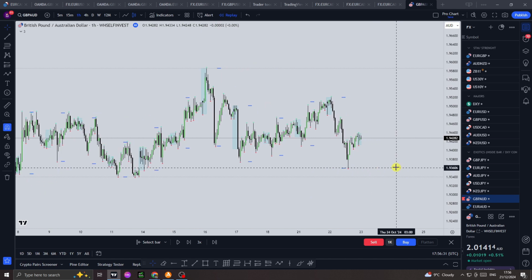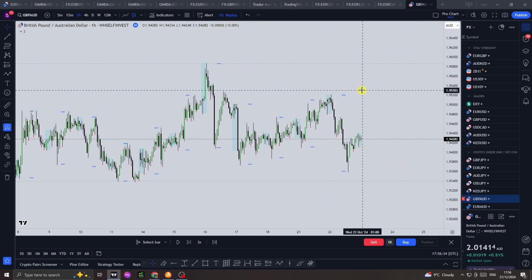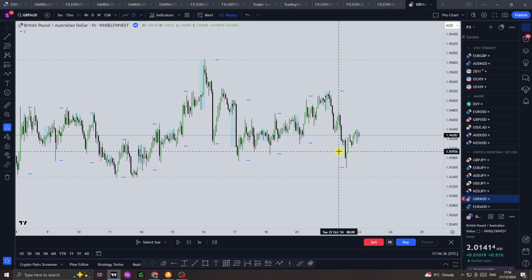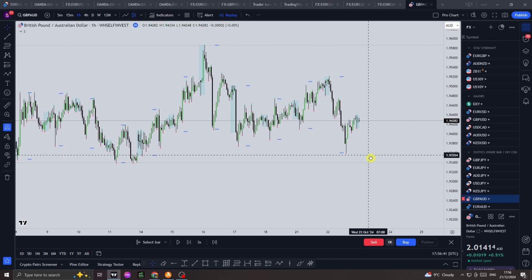Now this is a fractal pattern, so this can happen on all time frames, so just be aware of this pattern and be in line with the high time frame bias and just look for them printing in price.